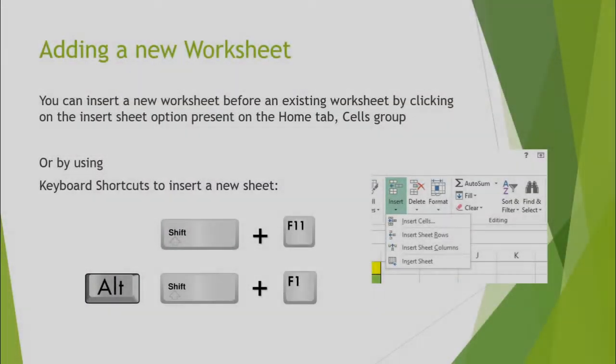Now, we will see how we can add or insert a new worksheet. You can insert a new worksheet before an existing worksheet by clicking on the Insert option present on the Home tab, or you can also do this by right clicking on a sheet tab and using the Insert new sheet option. We can also use the keyboard shortcut combination of Shift and F11, or we can use Alt Shift and F1. Both of these options will work. We will try this with an example.